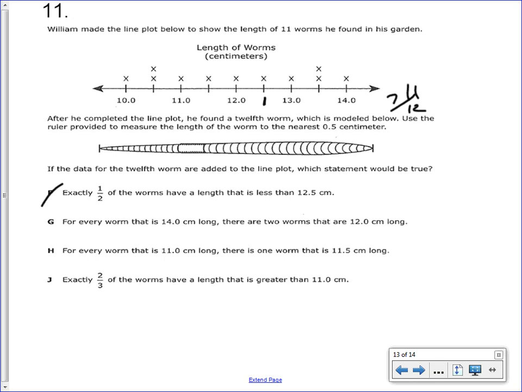For every worm that is 14 centimeters long, there are 2 worms that are 12 centimeters long. So if you look, there's one worm that's 14 centimeters long, and there's only one worm that's 12. So that one's also out. For H, for every worm that is 11 centimeters long, there is one worm that is 11.5. And that is true. There's one that's 11, there's one that's 11.5. So H is your answer.